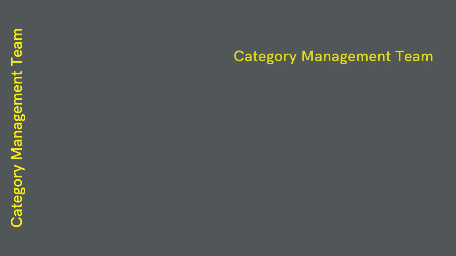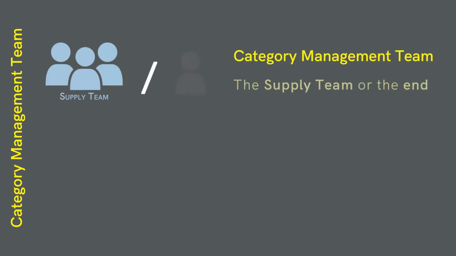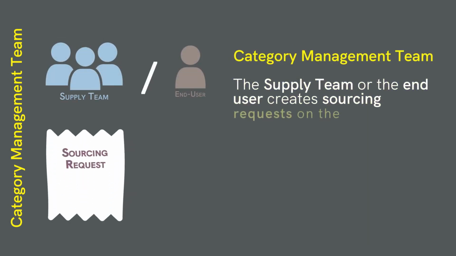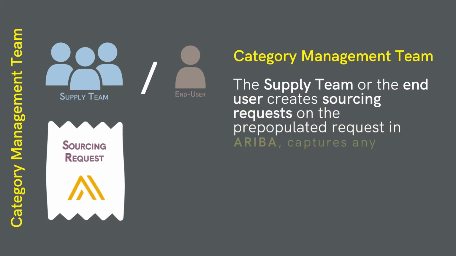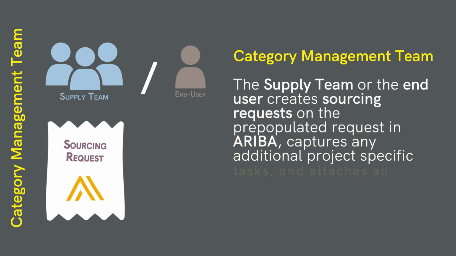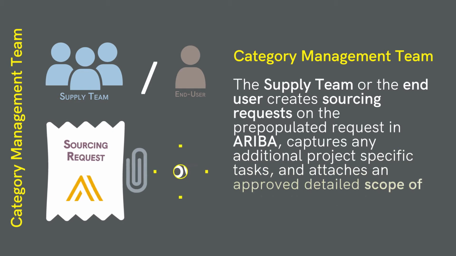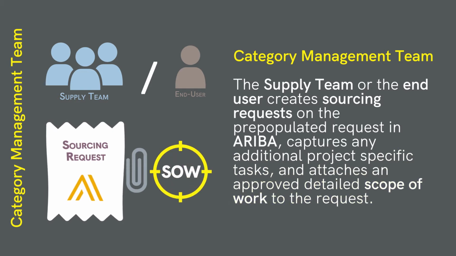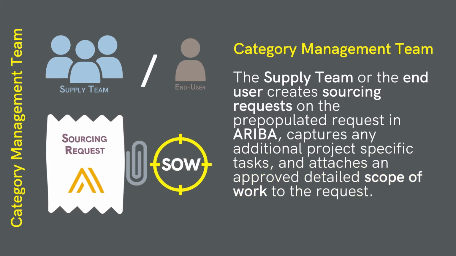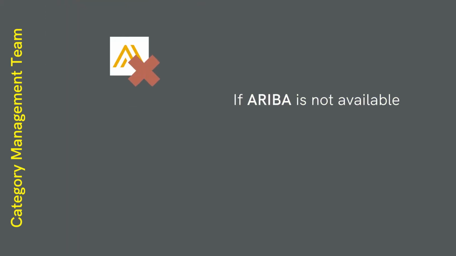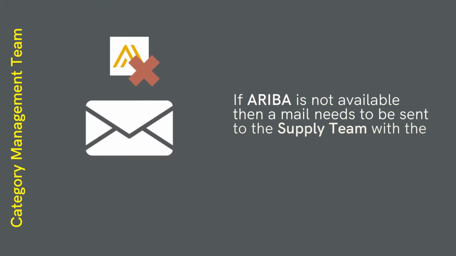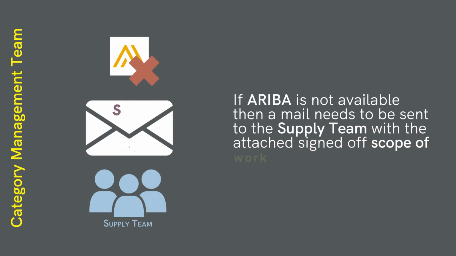Category Management Team. The supply team or the end user creates sourcing requests on the pre-populated request in Ariba, captures any additional project-specific tasks, and attaches an approved detailed scope of work to the request. If Ariba is not available, then a mail needs to be sent to the supply team with the attached signed-off scope of work.